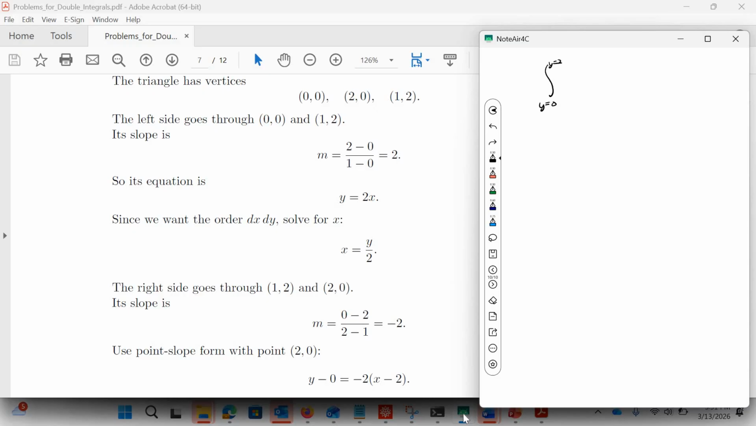Man, why couldn't you just set the x value to 0 to 2? Because that would be a rectangle. Oh, yeah. Right.